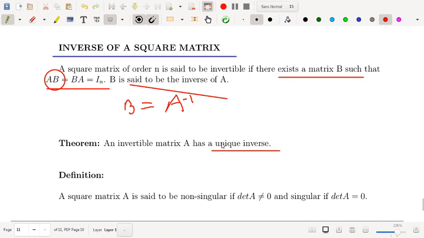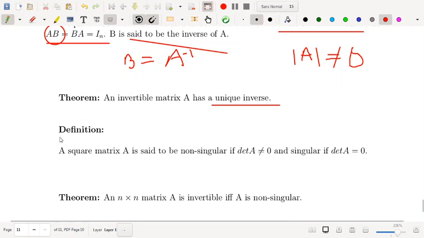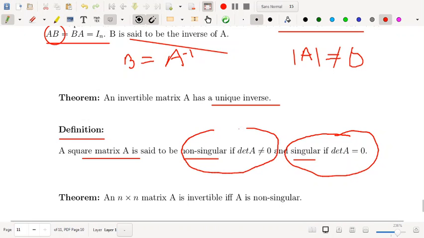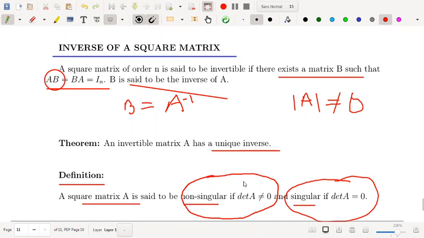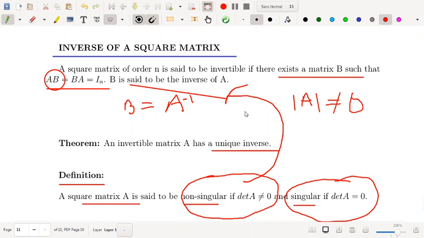Now you can ask, what is the necessary and sufficient condition for existence of the inverse? The determinant of A is not equal to 0. Otherwise the inverse cannot exist. So before that I will define singular and non-singular matrices. A matrix is said to be singular if its determinant is 0, and non-singular if its determinant is not equal to 0. For a non-singular matrix the inverse exists. For a singular matrix the inverse does not exist.